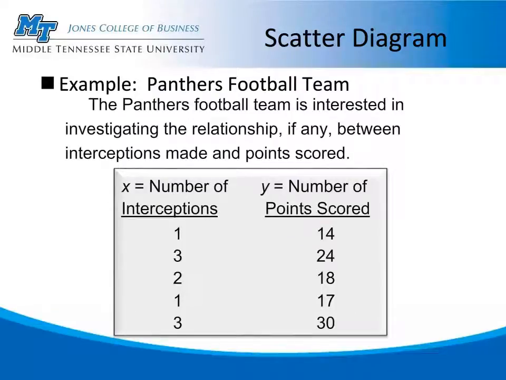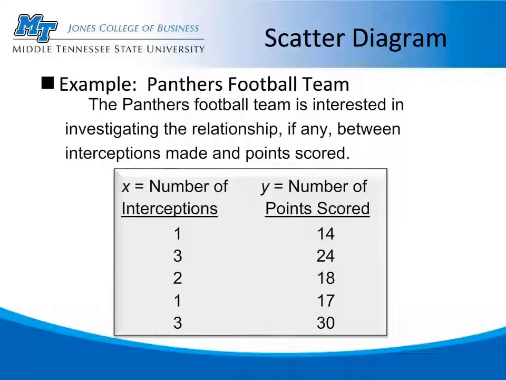This example is for the Panthers football team. They're looking to see if there's a relationship between the number of interceptions in a game and the number of points that were scored. They're paired up by the game. In one game where there was one interception, there were 14 points scored. In another game when there was just one interception, there were 17 points scored.